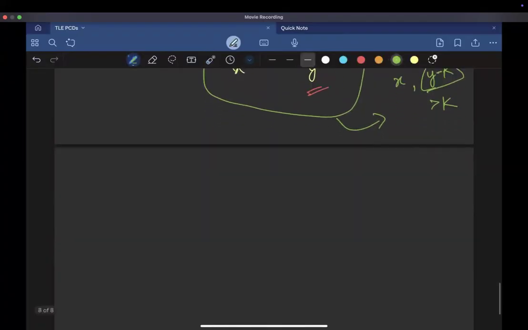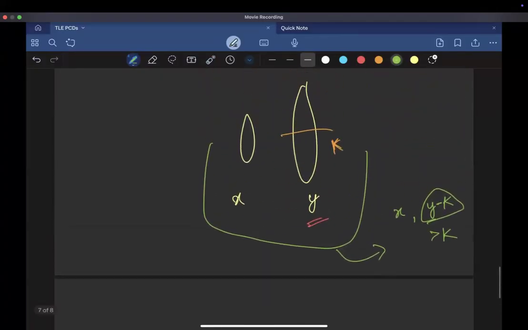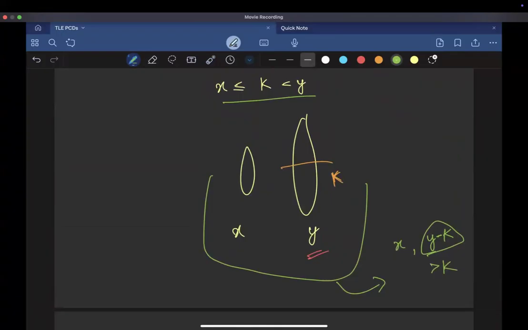So in a nutshell, what we have got so far is, for this specific case where k is in between x and y, if k is greater than y minus k, or even equal to y minus k, in those scenarios, Bob will lose here. Like Bob will lose, so Alice will win.